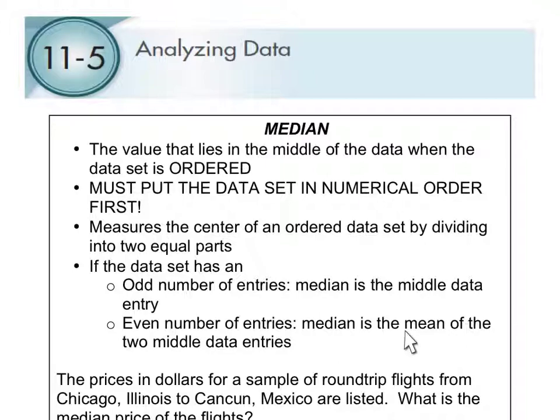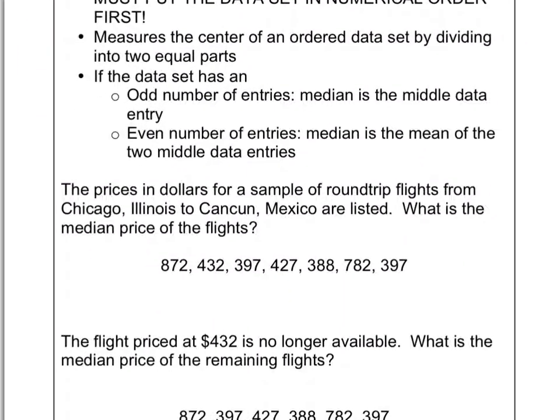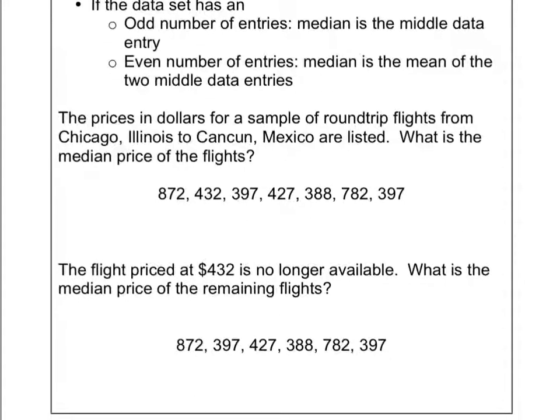Okay, so again, as we look at this example, we've got the exact same example. The prices in dollars for a sample of round trips from Chicago to Cancun are listed. What's the median price of the flights? Well, the first thing I need to do is write these numbers in order, from smallest to largest. So I've got 388, then 397 twice, and then 427, and then 432, and then 782, and 872.